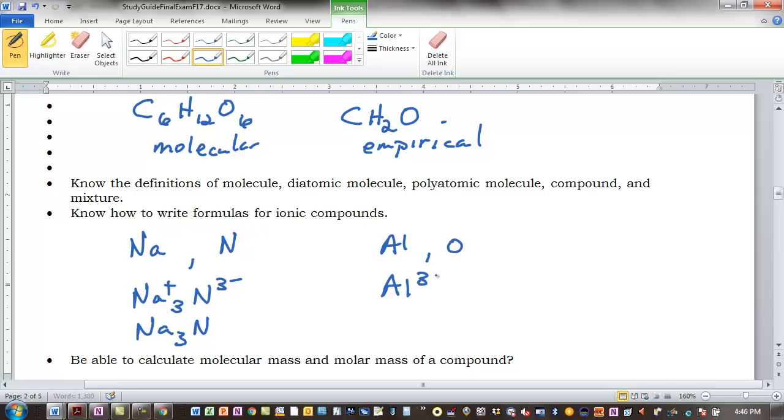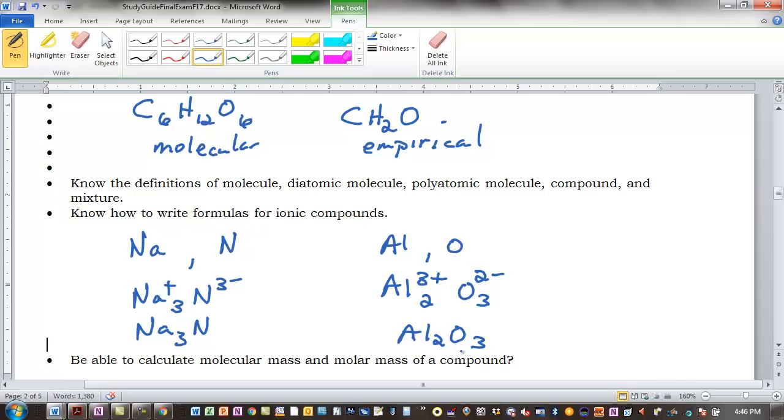What about aluminum and oxygen? Aluminum is always 3+, it always loses 3 electrons. Oxygen will gain 2, being 2 away from the noble gas neon. So what does this formula look like? Al2O3. Cross your numbers, and we would clean this up: Al2O3. You certainly need to know that for the final exam.